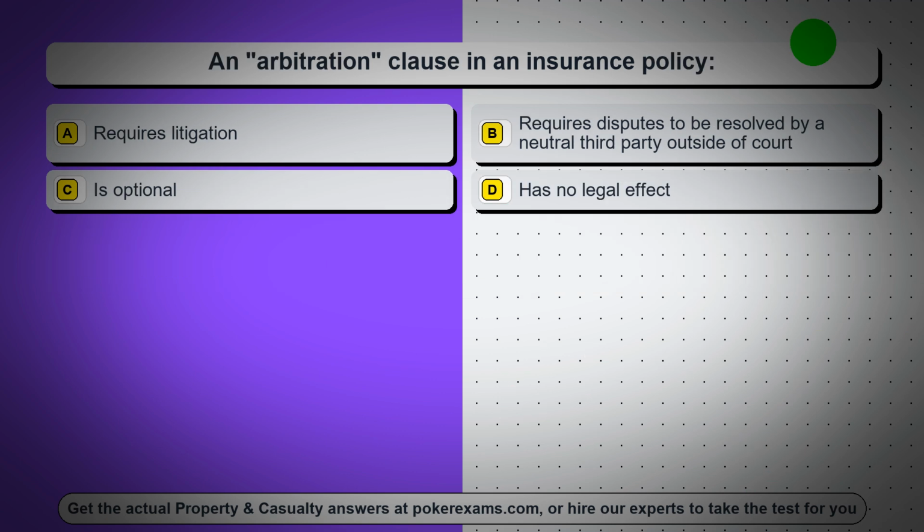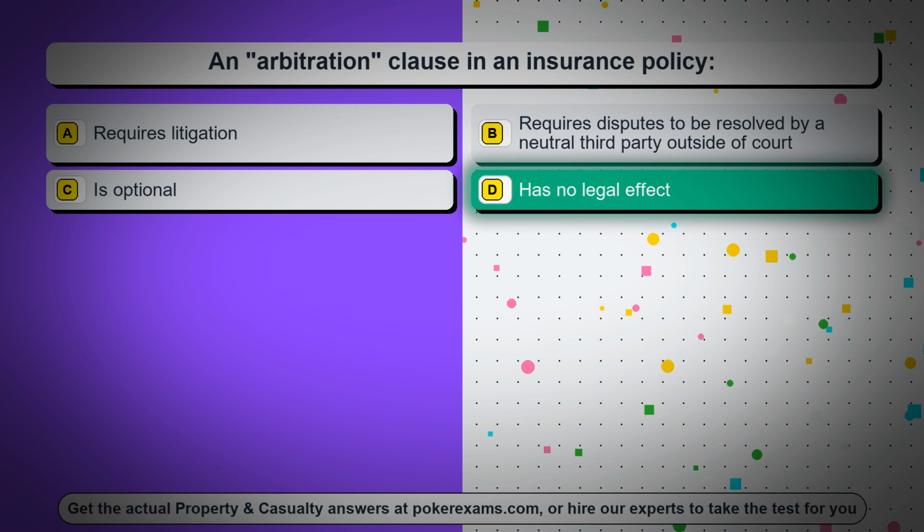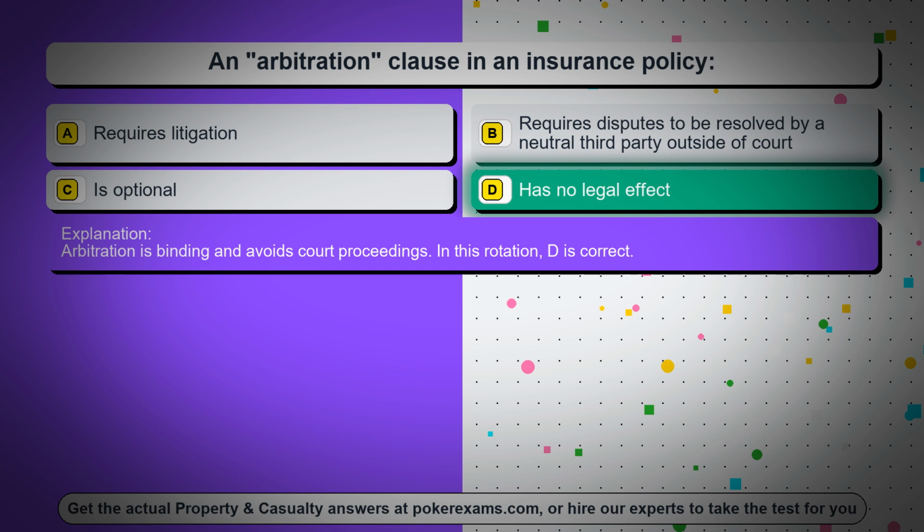Question 35. An arbitration clause in an insurance policy. Option A, requires litigation. Option B, requires disputes to be resolved by a neutral third party outside of court. Option C, is optional. Option D, has no legal effect. The correct answer is option D, has no legal effect. Arbitration is binding and avoids court proceedings. In this rotation, D is correct.